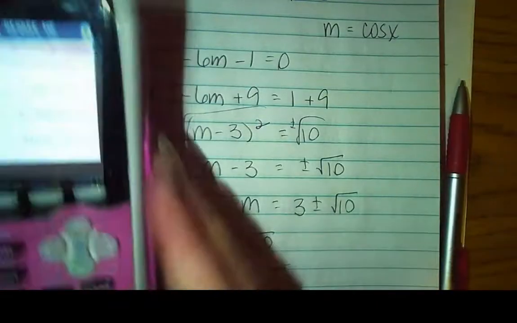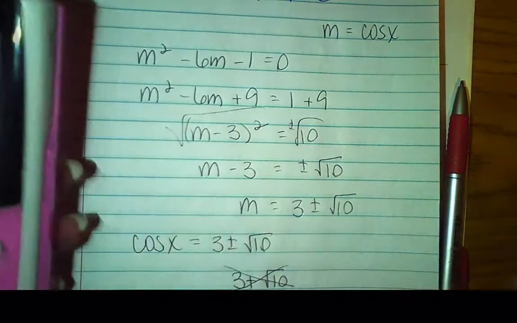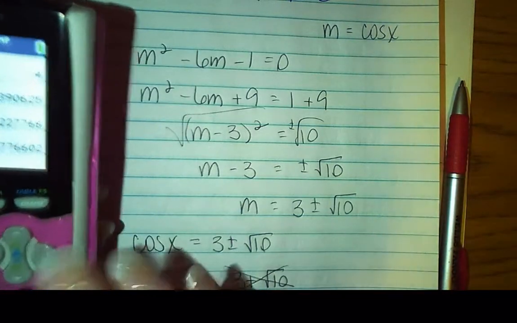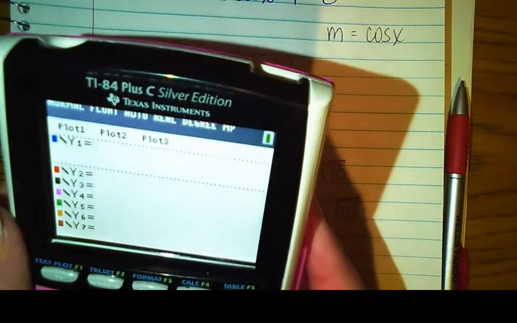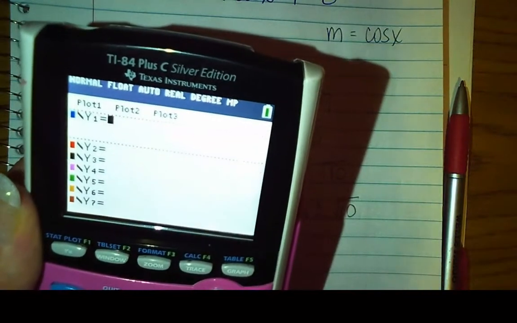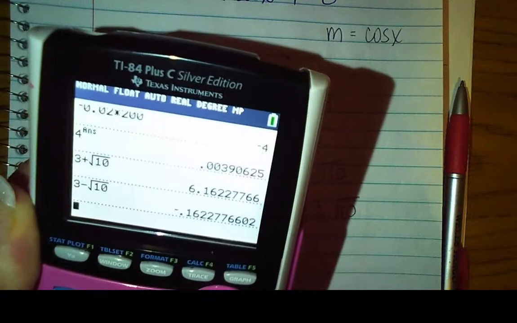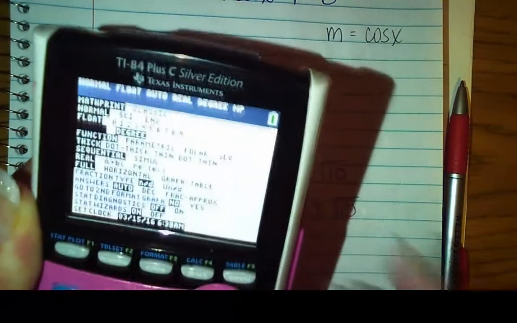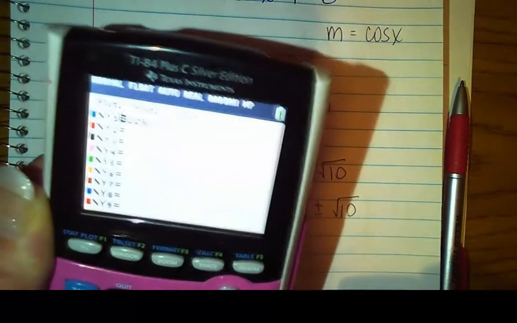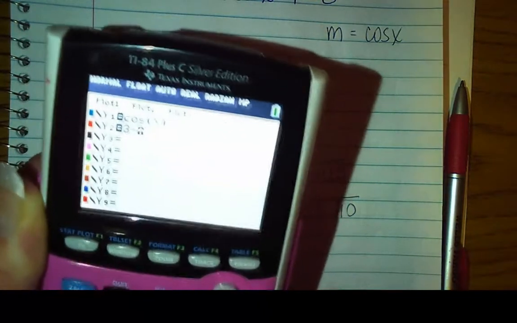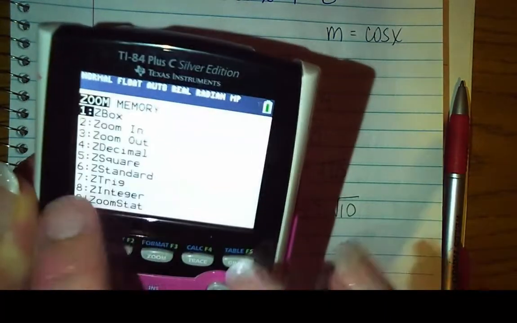So now here's where it gets fun. You can graph this and find out where they meet each other. Okay, so where does cosine equal 3 minus root 10? So I'm going to go to y equals, hopefully you can see this, and I'm going to do a cosine x. I'm also going to make sure that I'm in radians, which I'm not. Okay, go back to y equals. What do I want this thing to equal? 3 minus root 10.